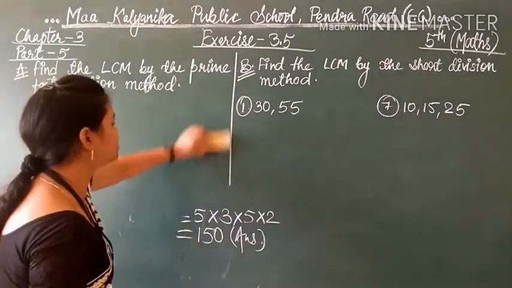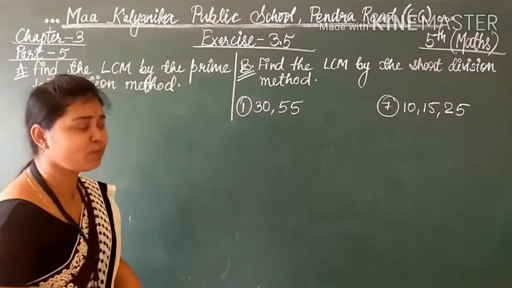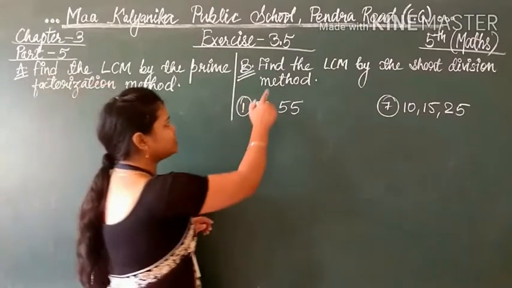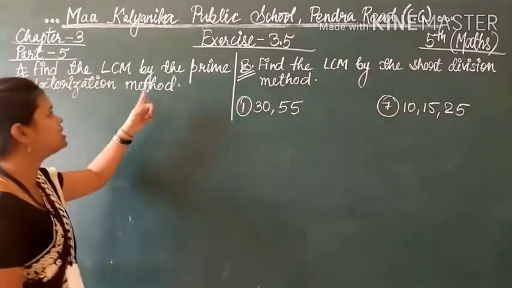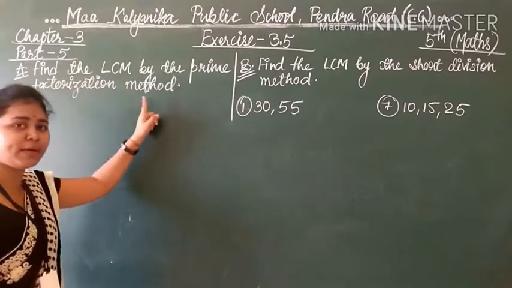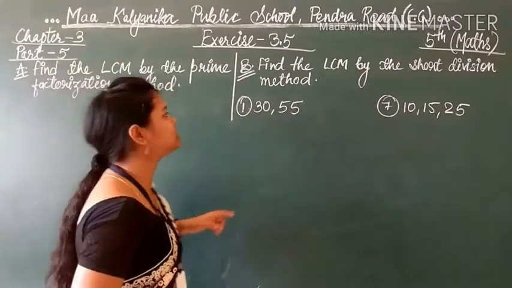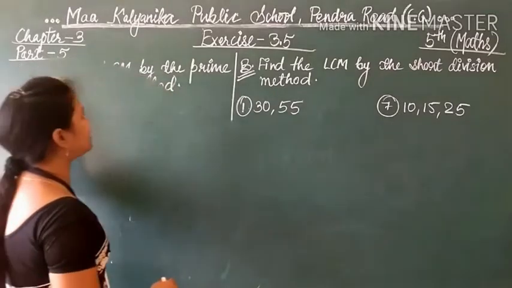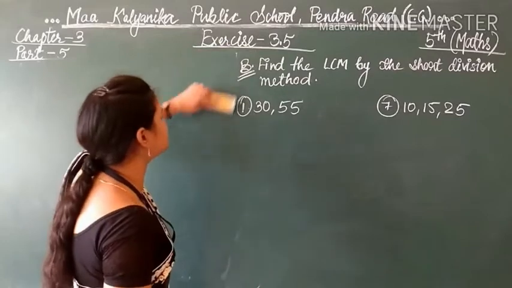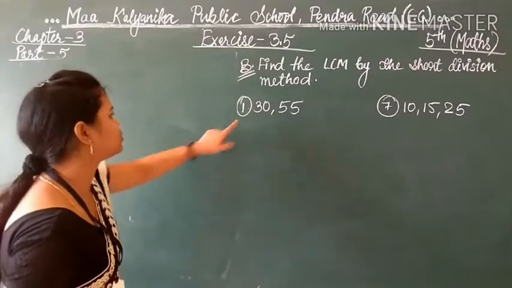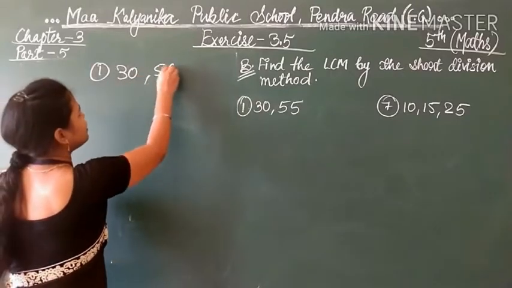Now moving to question number B. So students, in question number B, the question is: find the LCM by short division method. Here the prime factorization method was used for finding LCM, but now the question is by short division method. So how do we find it by short division method? We will see it here. So question number 1, I am writing here, 30 and 55.